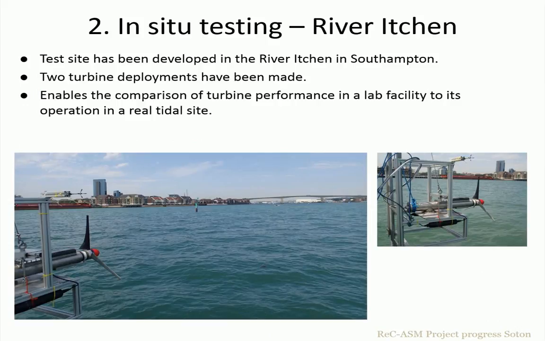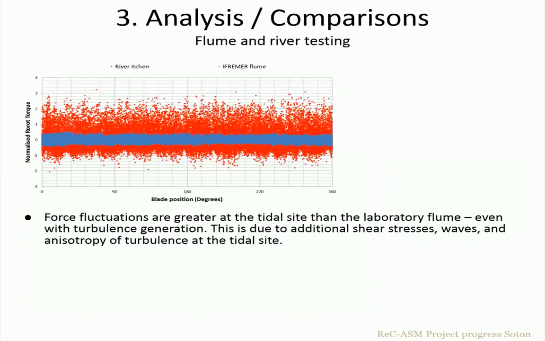So the second part that we've been doing is a deployment of the same turbine that was used in the Eframat flume in the River Itchen in Southampton Water. We've done 2 deployments this year, and this enables us to compare the blade loads with what we had measured previously in the flume. So even with high levels of turbulence in the flume, the levels of force fluctuation in the River Itchen site were much, much greater.